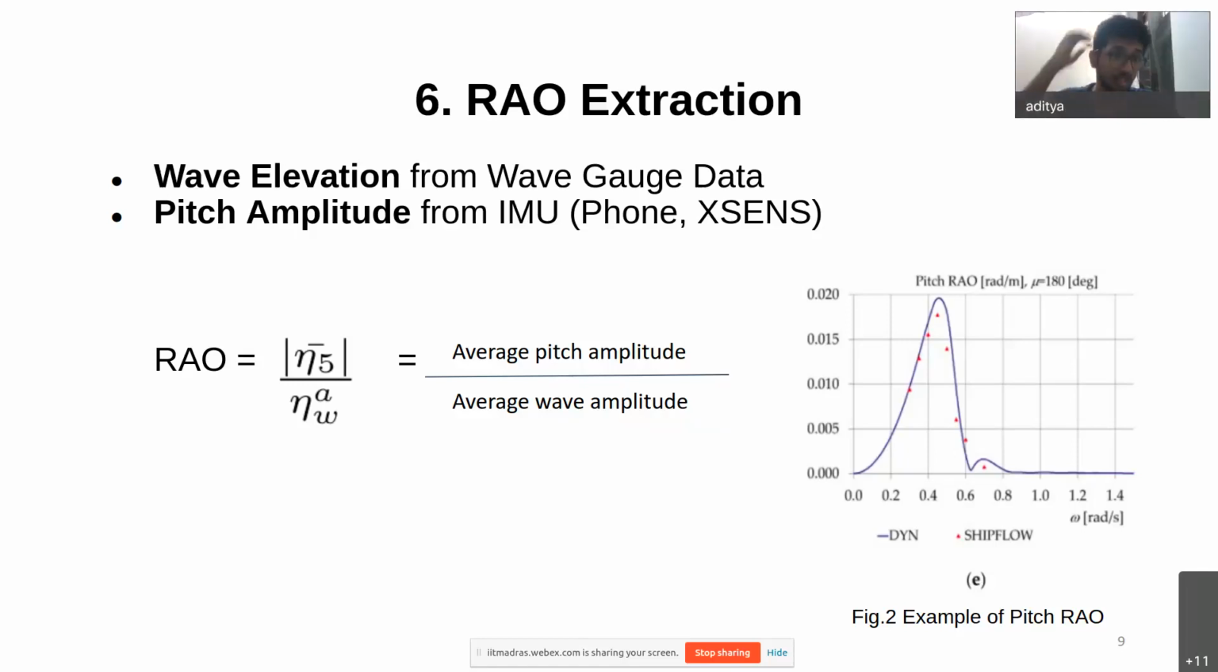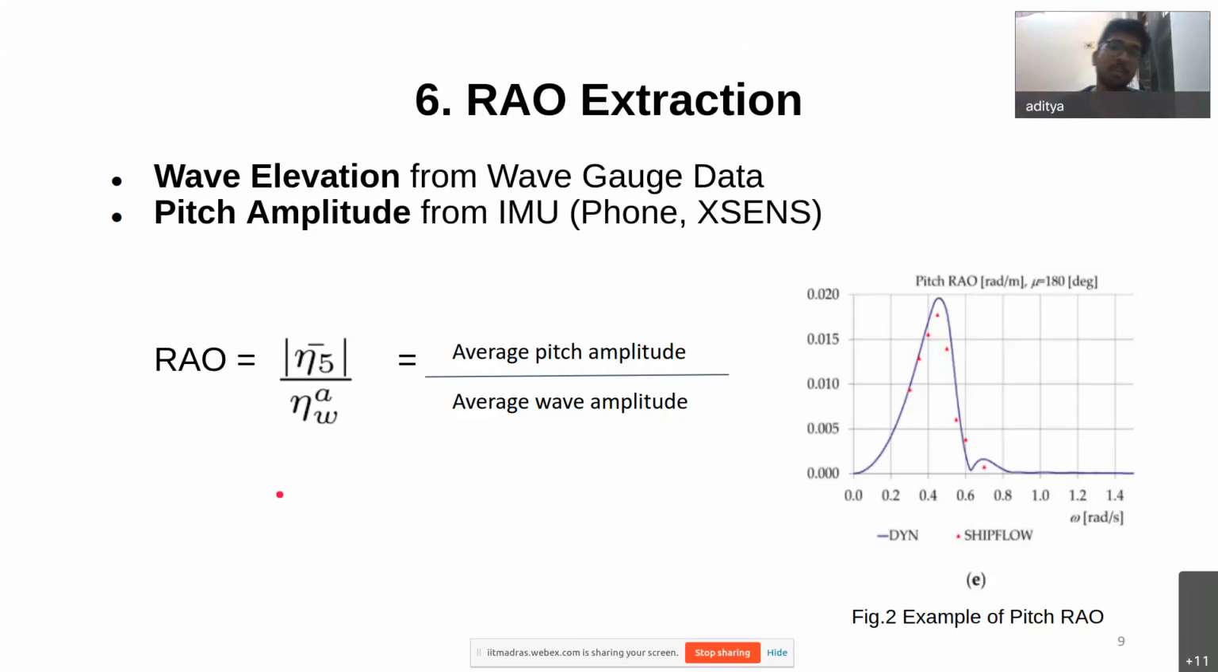So after collecting different data, we get the wave time history and the pitch time history. The wave time history we get from the wave probe, and the pitch time history we get from the IMU data from both the phone and the XSense IMU sensor. There is a very simple formula to calculate the RAO. You just calculate the average pitch amplitude and divide it by the average wave amplitude. That will give you the RAO for that particular wave frequency.